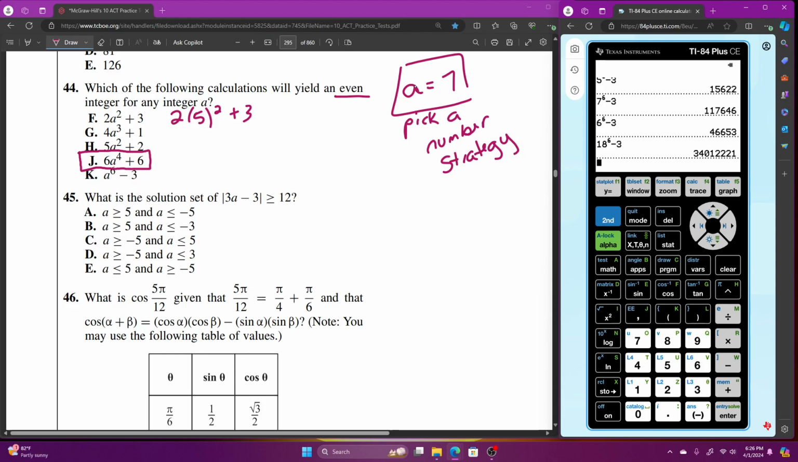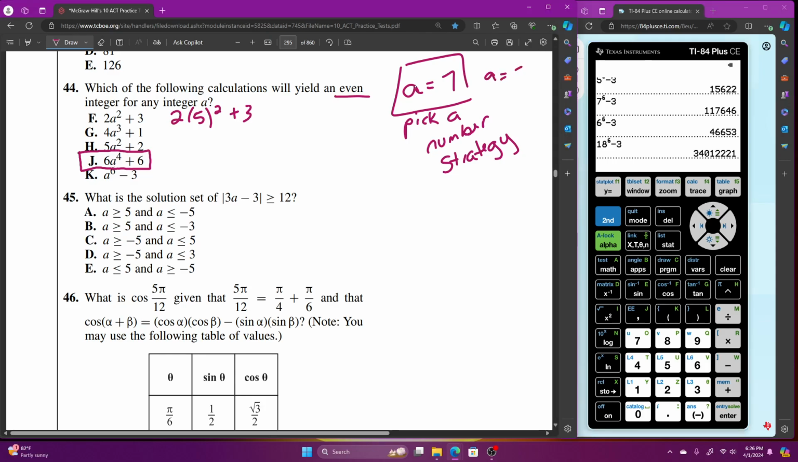What did we pick? We picked A equals 7. We picked A equals 5. We picked A equals 18. We picked A equals all kinds of things. You just pick a number and check on a question like this. And no matter if you were putting an even or an odd number for J, it's always going to give you an even integer solution.